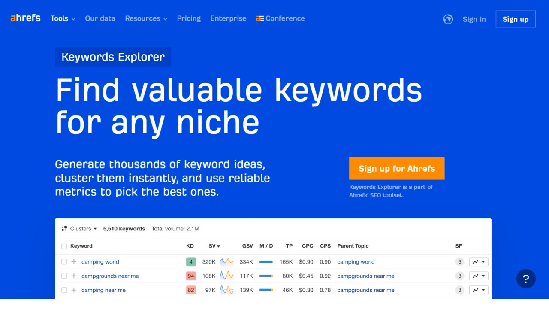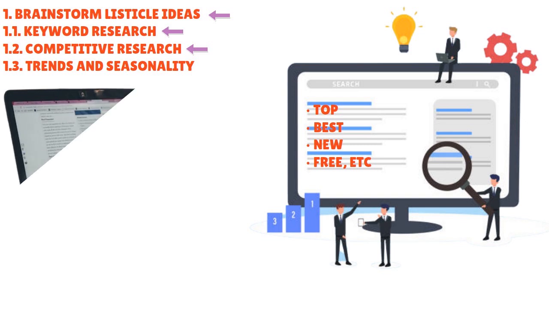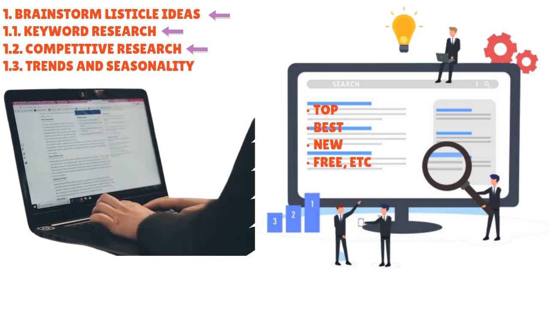It shows the list of common modifiers and allows you to quickly narrow down your keyword list by any of those. You also have competitive research. Looking at your competitors' listicles would allow you to estimate the effectiveness of some of your own ideas, as well as allow you to surpass your competition by writing better listicles.